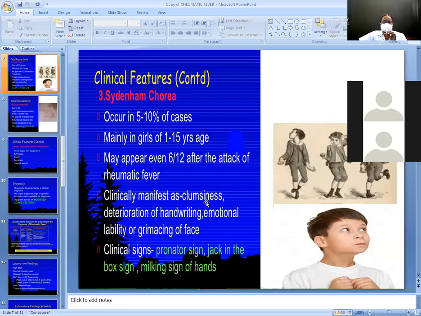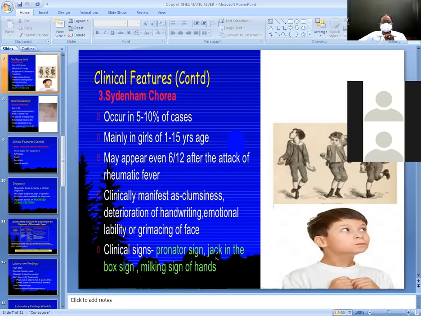Clinically, it manifests as clumsiness, means the patient is confused and not able to coordinate the movements, dropping things. Deterioration in handwriting because of loss of coordination. Then emotional lability and grimacing of the face, some extreme expression of pain or disgust. So, clumsiness, deterioration of handwriting, emotional lability, grimacing of face, and involuntary movements affecting the hands and limbs. It's called Saint Vitus dance. So chorea presents like this.